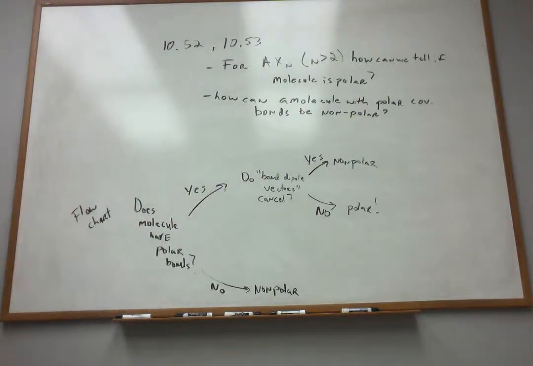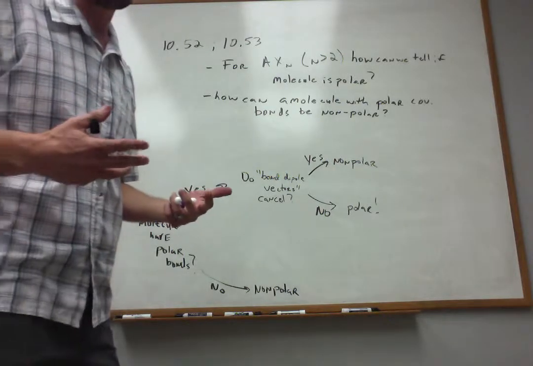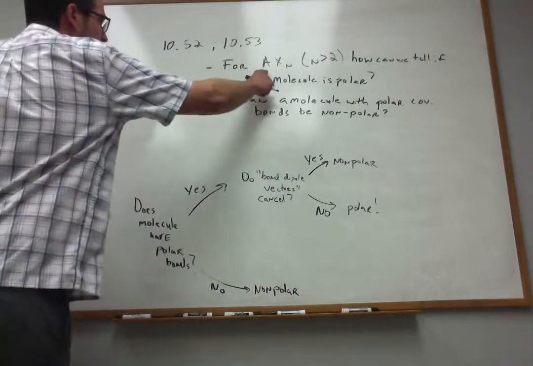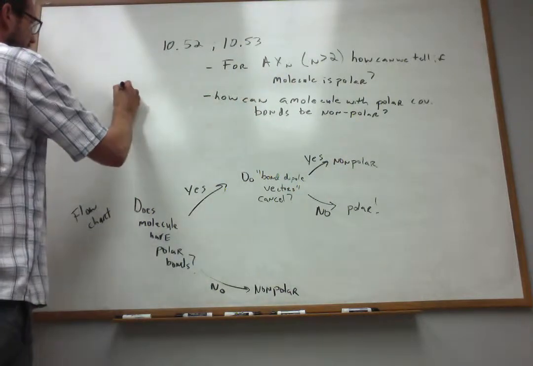So all these things kind of tend to work together. I have a flowchart at the bottom. We'll try to use that as we go. But let's kind of explain what we're talking about here, because this is actually another important concept. Okay, so first off, we're talking about molecules with this formula, AX sub n.